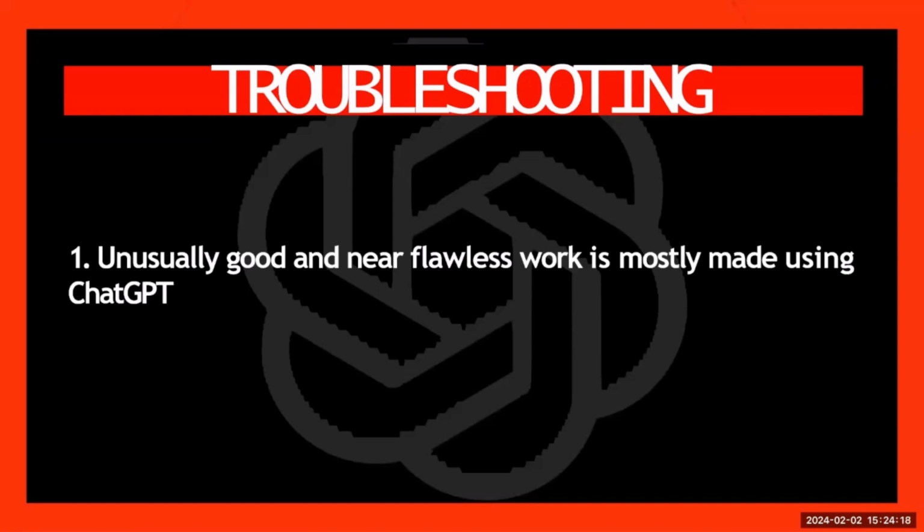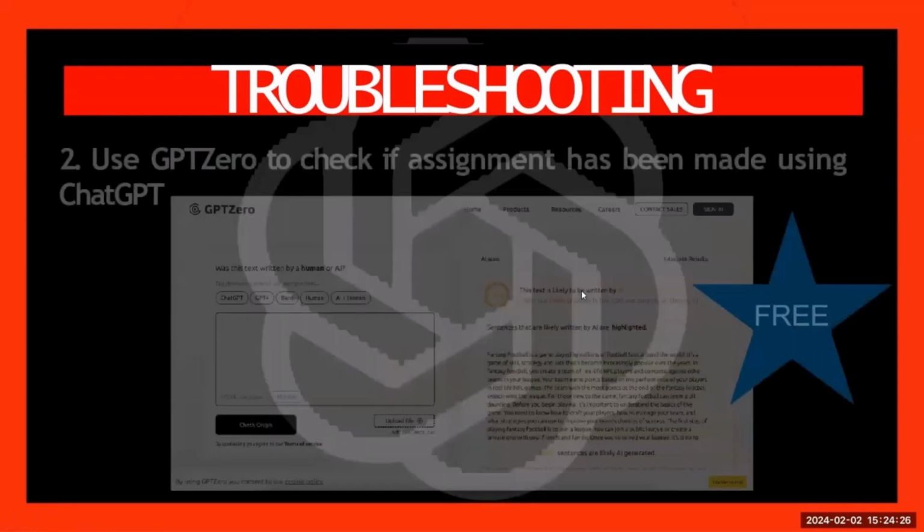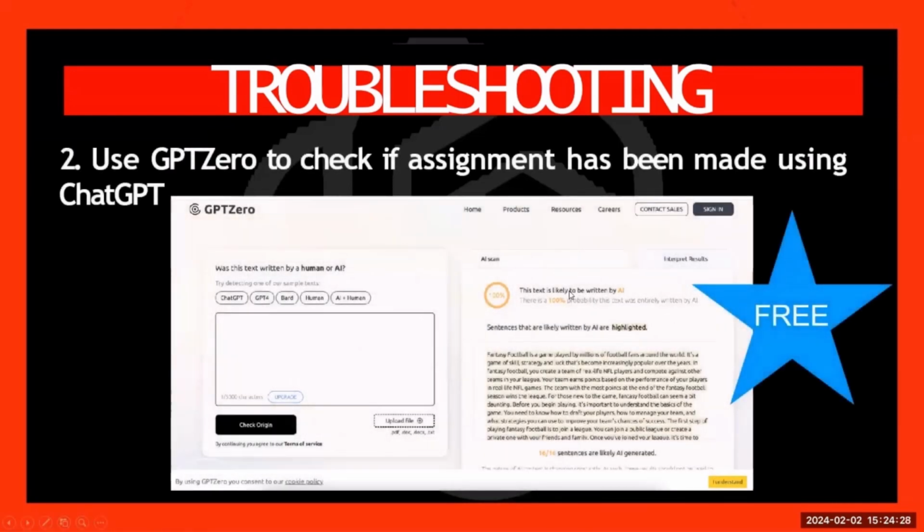When it is unusually good and near flawless work, we tend to find out how it is possible that the student has generated this kind of work. So we use GPT-0 to check if an assignment has been made using Chat GPT. When we go to GPT-0, there is a place where we can paste the content. We take the soft copy from the student, upload it here, and click.